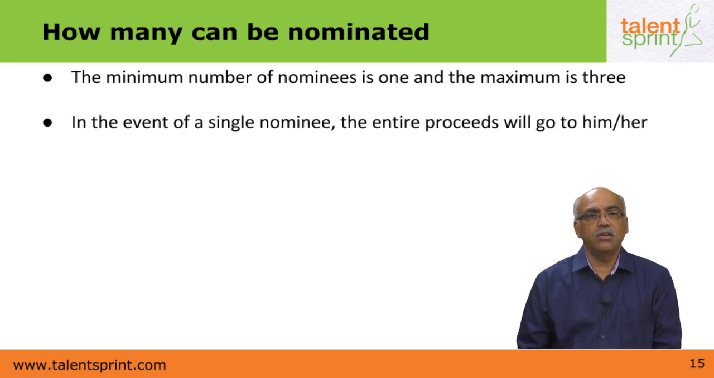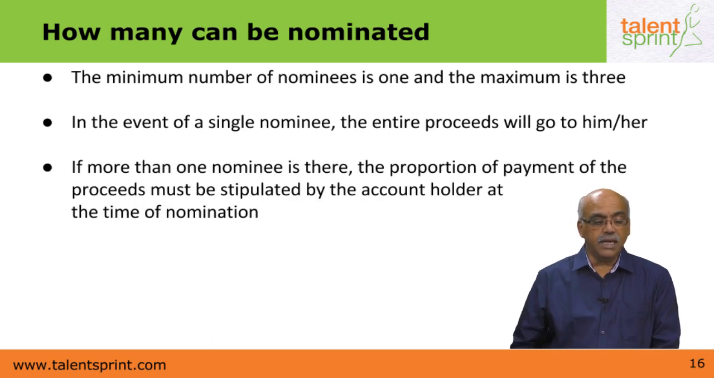In the event of a single nominee, the entire proceeds of the account will go to the nominee concerned. Supposing I nominate only my son as the nominee, then the entire money will go to my son alone and nobody else has a claim on that. In the case of a nomination where more than one nominee is there, the proportion of the payment of money that is to be given to each nominee has to be decided by the account holder at the time of nomination. I'll give you an example.